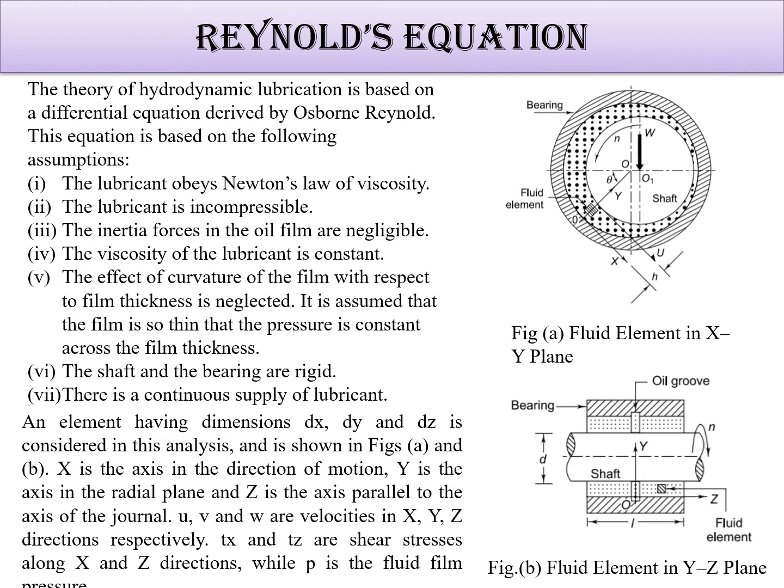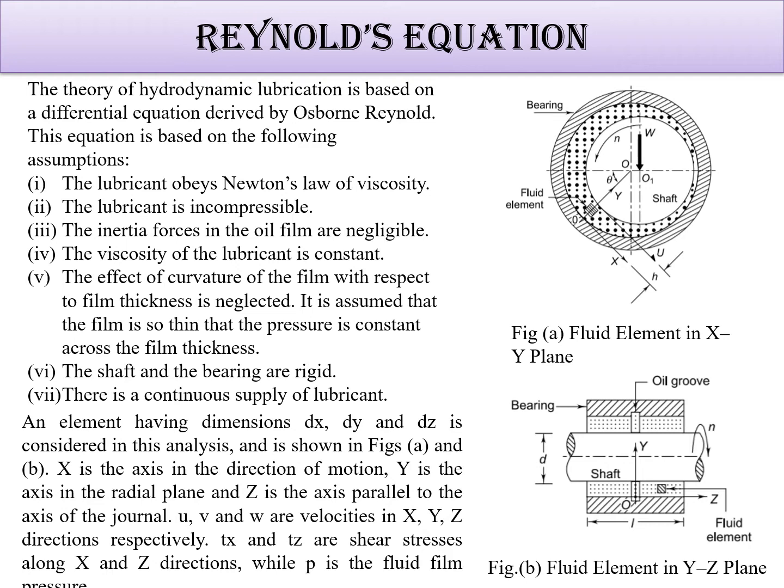These are the seven assumptions he took: the lubricant should obey Newton's law of viscosity, it should be incompressible, the shaft and bearings are rigid, and there is a continuous supply of lubricant. Here you have seen that dx, dy and dz are considered in this analysis, shown in figure A and figure B. X, Y and Z are the three axes. This is the shaft, this is the bearing, and this is the oil groove present here. The shaft has diameter D and length L.